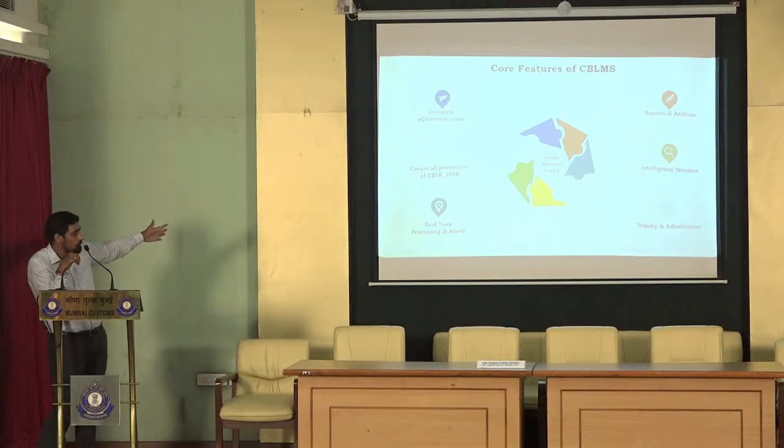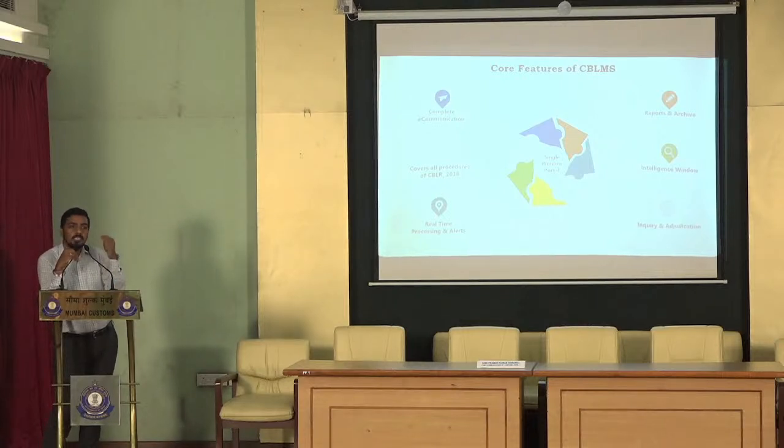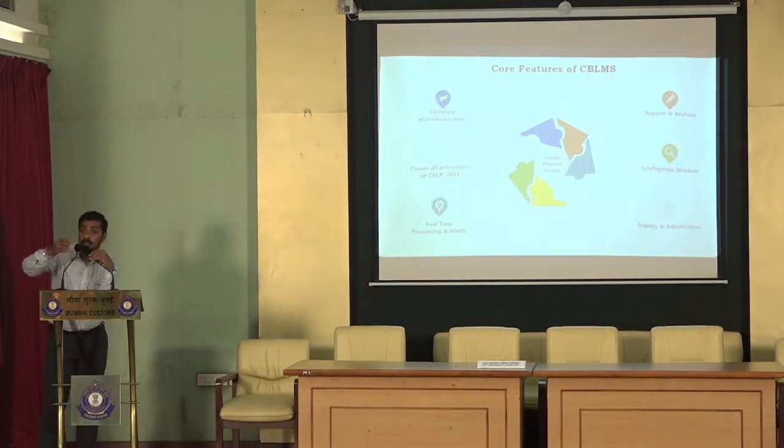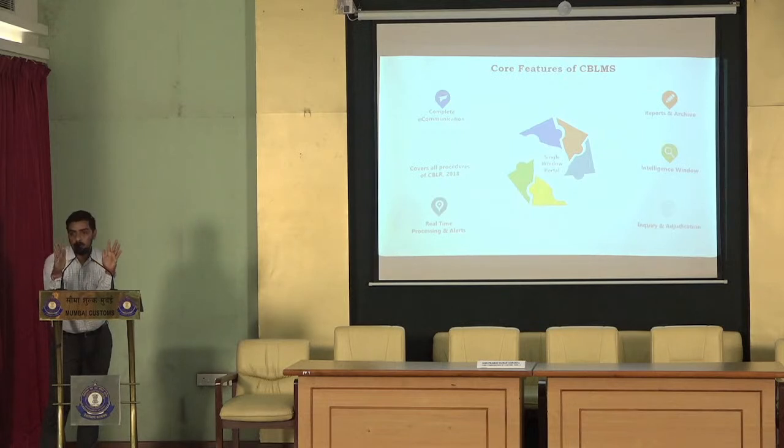Then again, real-time processing and alerts, I've already explained. Reports and archives: you can dig up the reports. If you want to search the profile of a CB by CB number, you can do that. If you want to find a CB's registered email address, you can do that. If you want to find a CB's registered mobile number through their CB numbers or EDI license numbers, once you have already created your profile, you can do that.